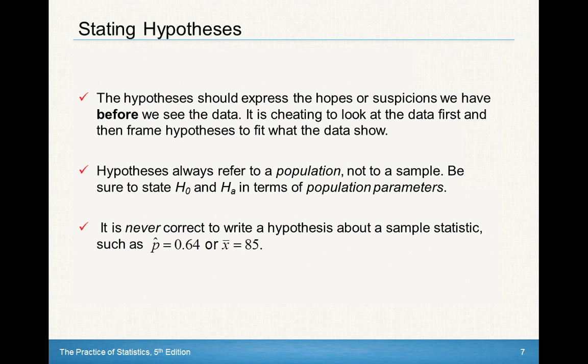The null hypothesis should express the hopes or suspicions we have before we see the data. It's the hypothesis of no change or no difference. I don't look at the data first and then write my null hypothesis or my alternative hypothesis. I start out with my hypotheses, the H0 and the HA, and then I go and look at the data and see what they tell me. Hypotheses always refer to the population. They're written in terms of parameters because they deal with populations, not with samples. It's never correct to write a hypothesis about a p-hat or an x-bar. Instead, we'll write it about p or mu.